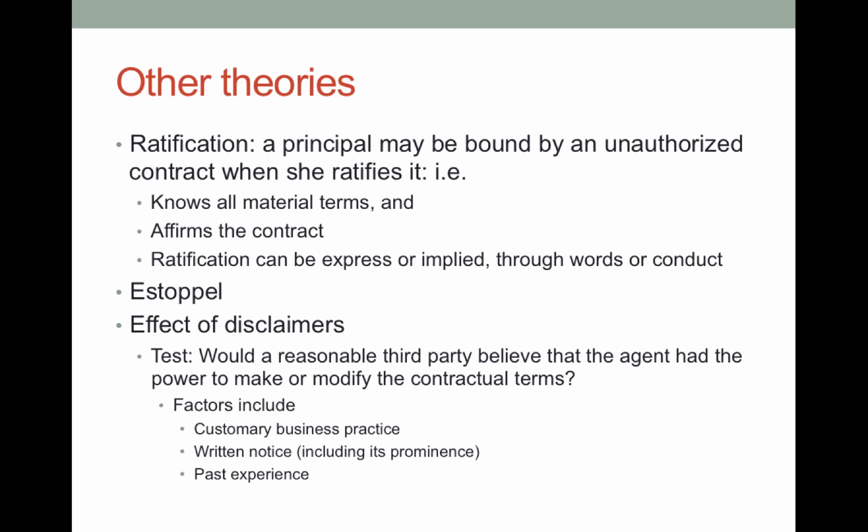Is it reasonable for you to believe that an agent can do something when the written contract says that the agent isn't authorized? There's no clear answer to this. It depends on the circumstances. And the test is, would a reasonable third party believe that the agent had authority? Part of this goes back to the topic of communication. How prominent is that written disclaimer in the agreement? Would a reasonable person have read and understood it?